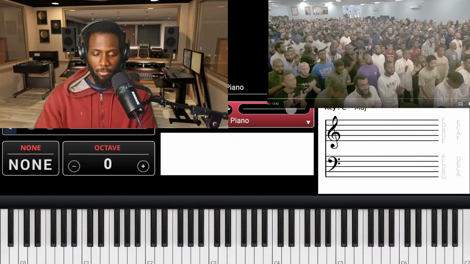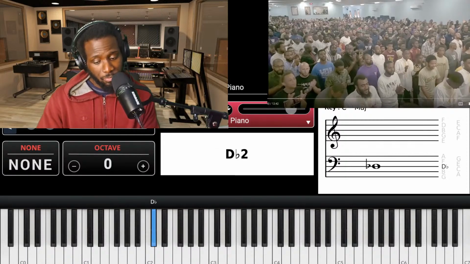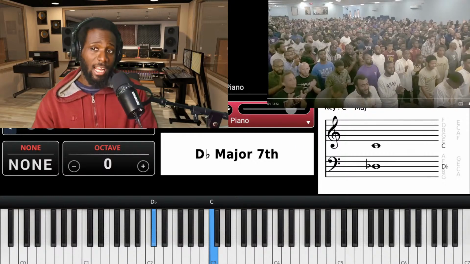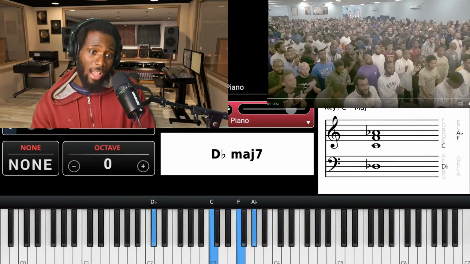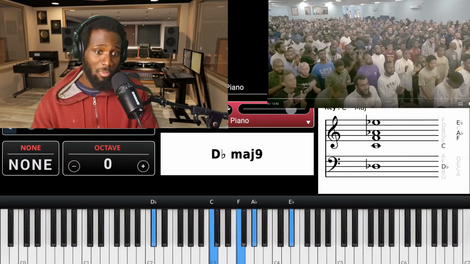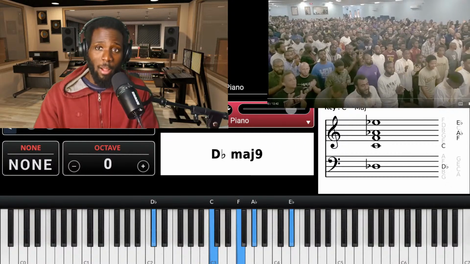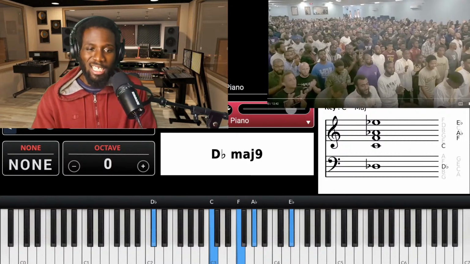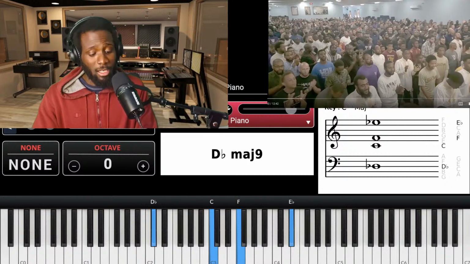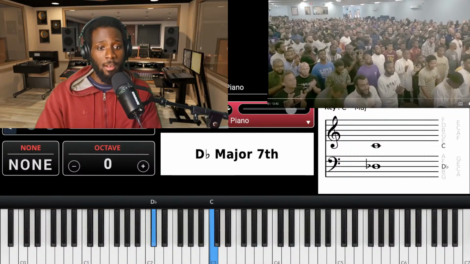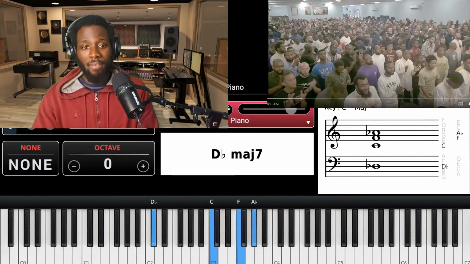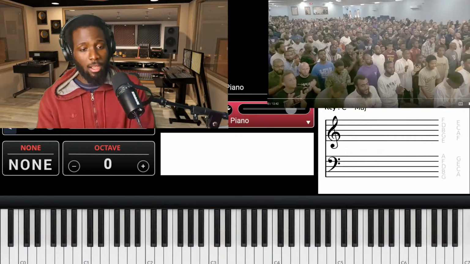What I did is I did the 1, the 7, right? And then I did 3 and the 5, and I did the 9, right? Notice it's the same chord, right? But I'm just doing it in a different key. So you have D flat major 9, but it's the same concept. I did 1 and 7 on my left hand, and then on my right hand I did 3, 5, and 9, right?